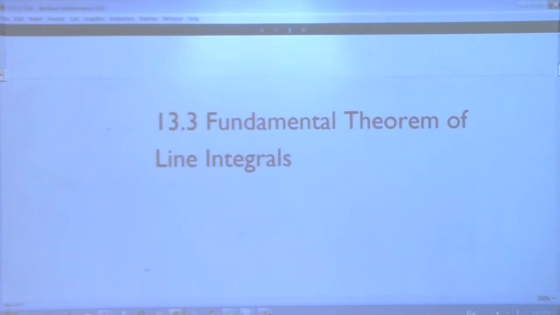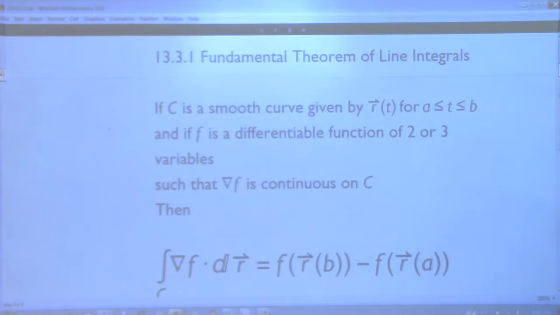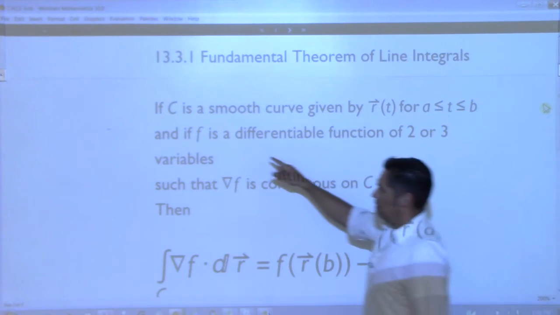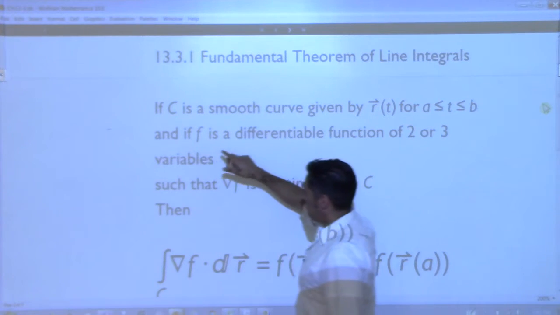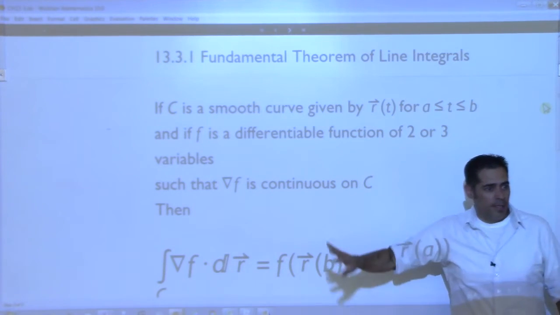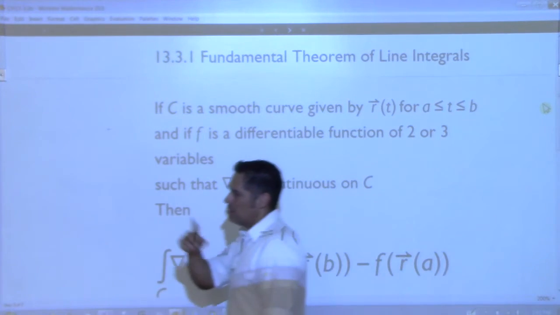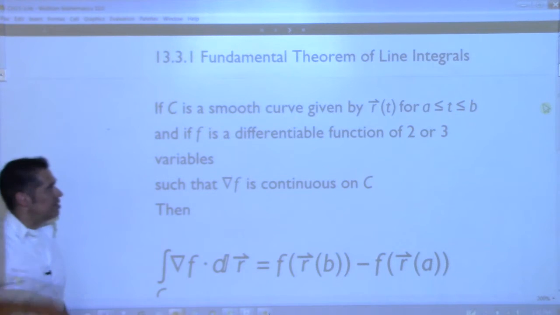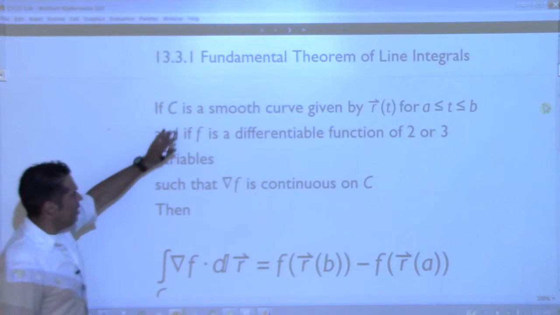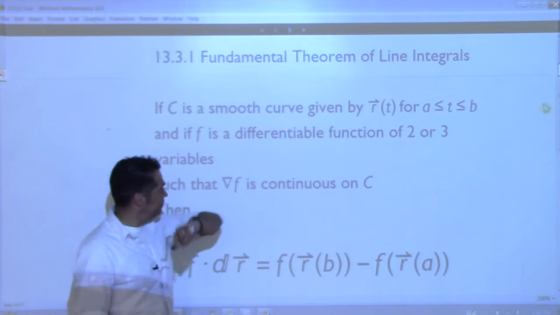13.3 is titled The Fundamental Theorem of Line Integrals. That was the fundamental theorem of calculus, the evaluation theorem. We are looking now at the fundamental theorem of line integrals, which says, suppose you have C, which is a smooth curve. So that curve being smooth means there is a couple of things. We can go back and look at it in our notes from chapter 10, but let's not worry too much about it right now. Let's just imagine it being smooth.